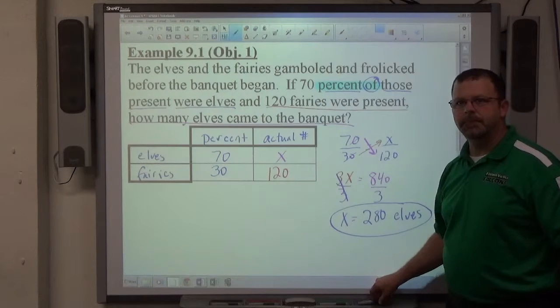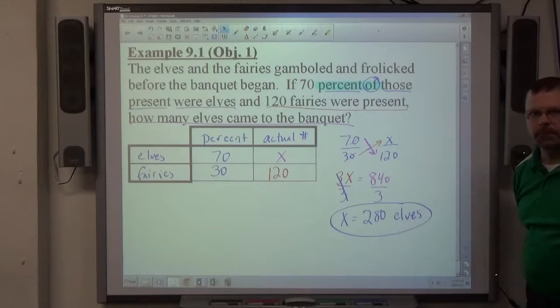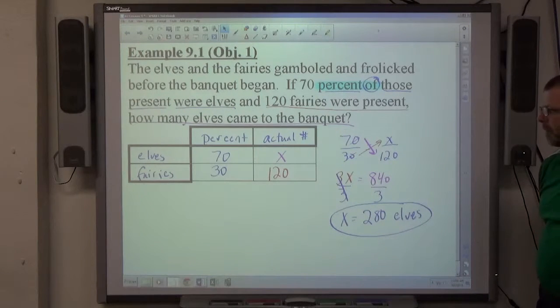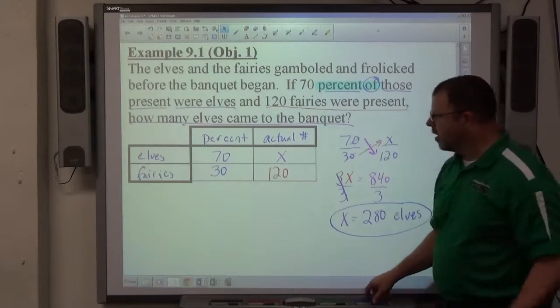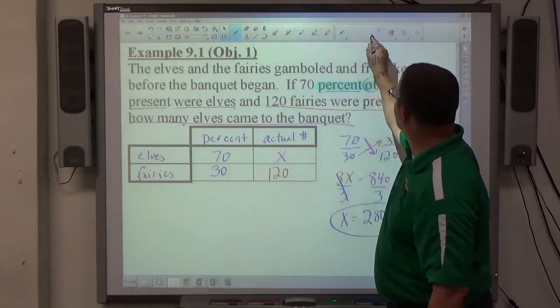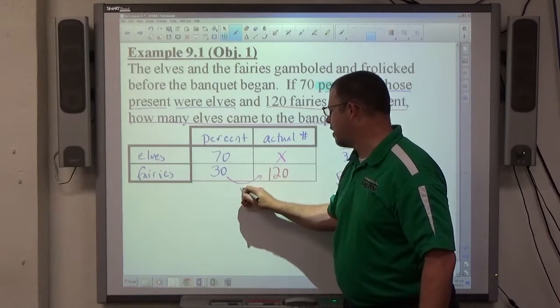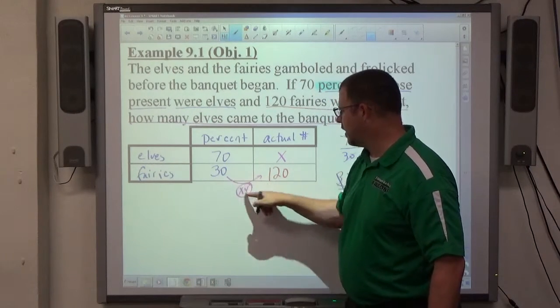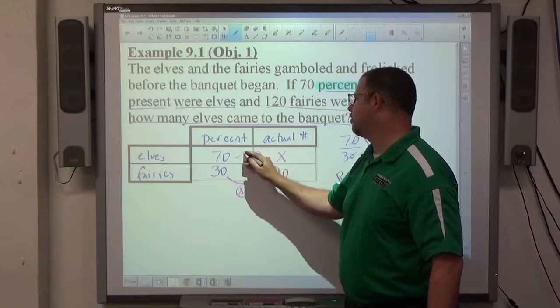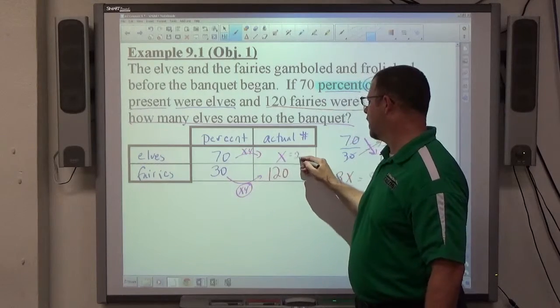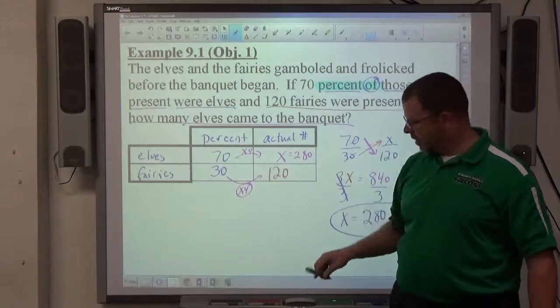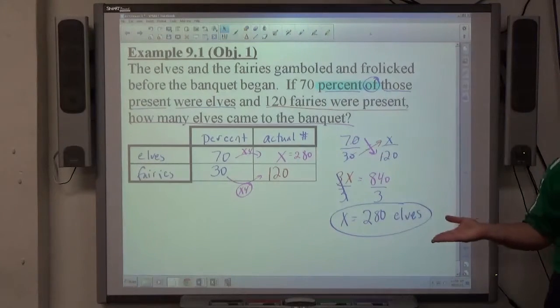Question. Why isn't it like 30 times 4? Oh, okay. Braden's looking at the scale factor issue. He noticed that if you get from here to here, it's multiplied by 4. 30 times 4 equals 120. You can then do 70 times 4 equals 280. That also works. You can do that. If it's a scale factor that's easy, fine.